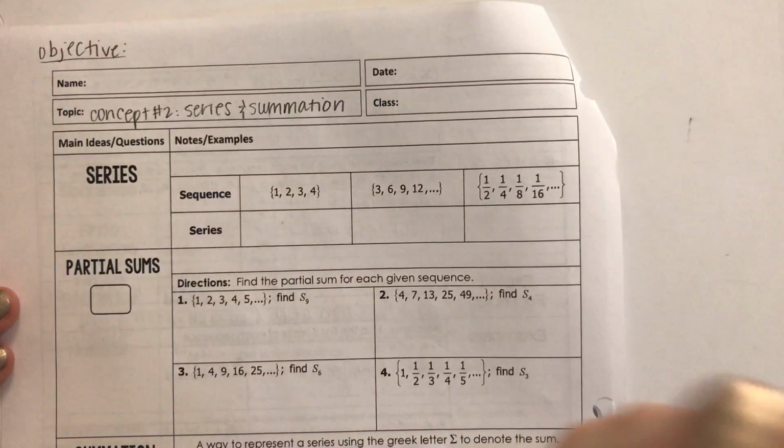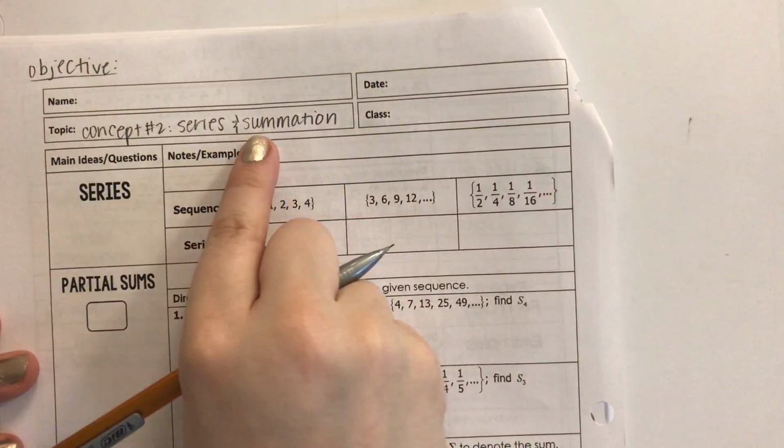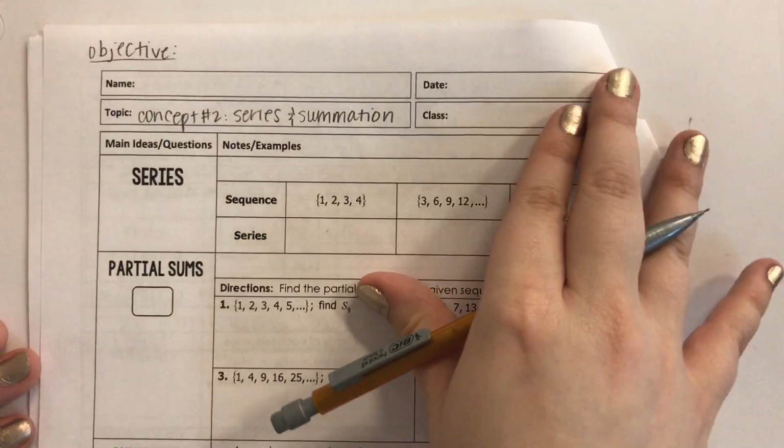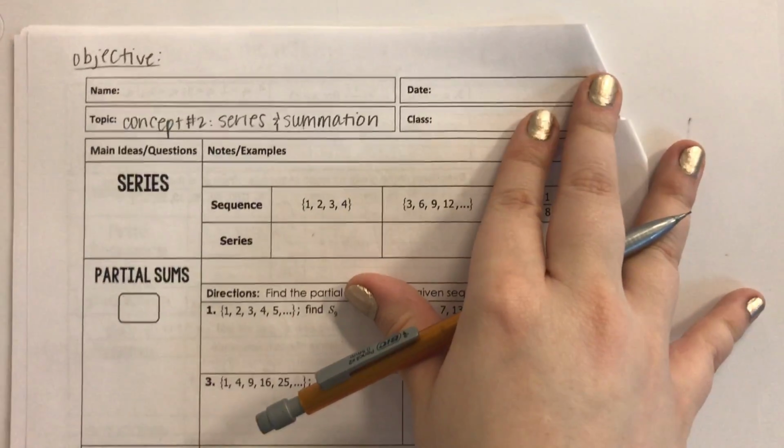So concept 2 is all about series and summation, and we've seen summation before. It's that sigma symbol. So we're going to work with that a little bit and understand what that means.